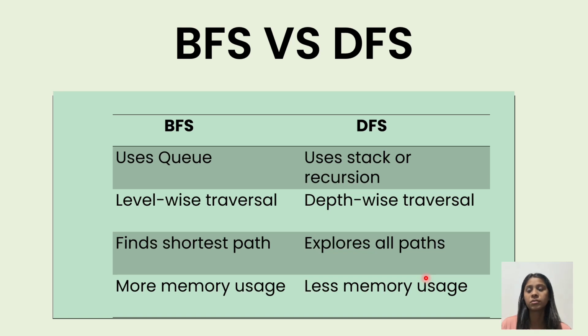So let's see about BFS and DFS differences. BFS uses a queue, while DFS uses a stack or recursion. BFS does level-wise traversal, DFS does depth-wise traversal. BFS finds the shortest path, while DFS explores all paths. BFS uses more memory, while DFS uses less memory.